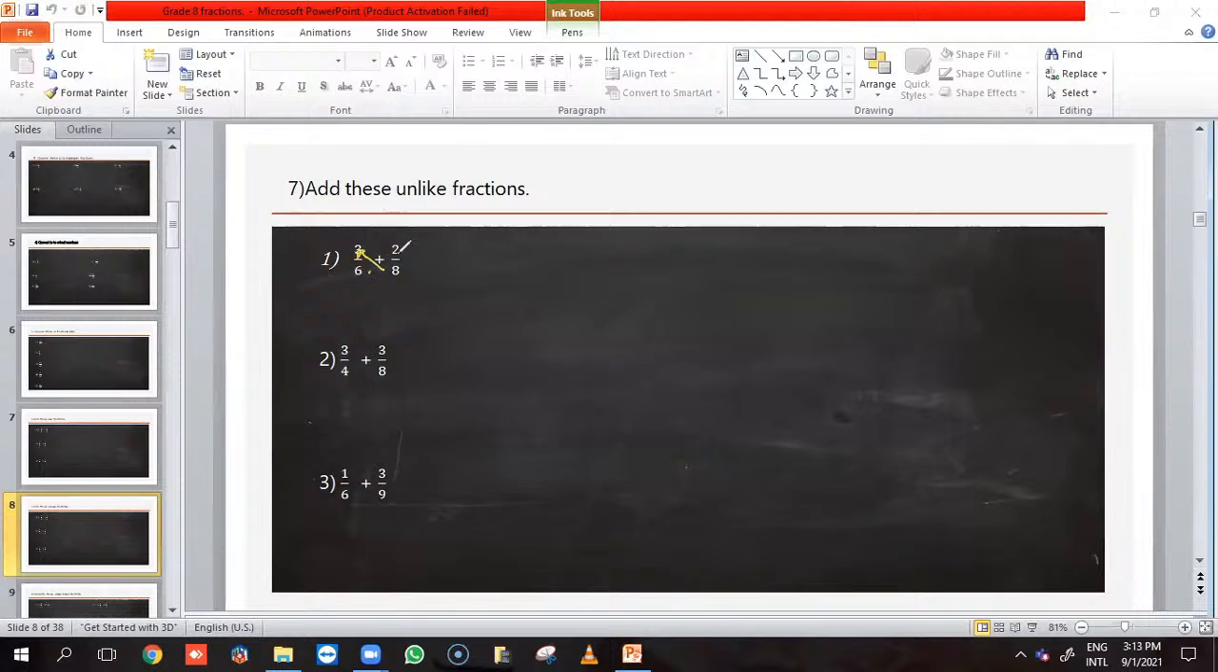Cross multiplication. 8 times 3, 24, plus 6 times 2, 12, over 6 times 8, 48. Then 24 and 12, 36 over 48. Now cancel over the line, and below the line you can cancel out by 6. How many 6s are here? 6. How many 6s are here? 8. Any more? You can simplify. How many 2s? 3. How many 2s here? 4. 3/4 is the answer if you do this way.